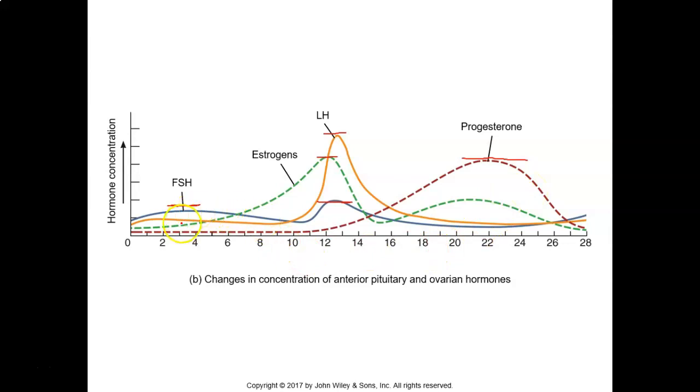But you can see, right around day 2, 3, we get this big release of FSH, which gets the ball rolling and gets those follicles developing. As those follicles develop, that's what slowly begins to produce the estrogen. And right around day 12, day 13, estrogen hits that threshold, which causes the release of LH. Because remember, LH is what's going to cause ovulation. Awesome.